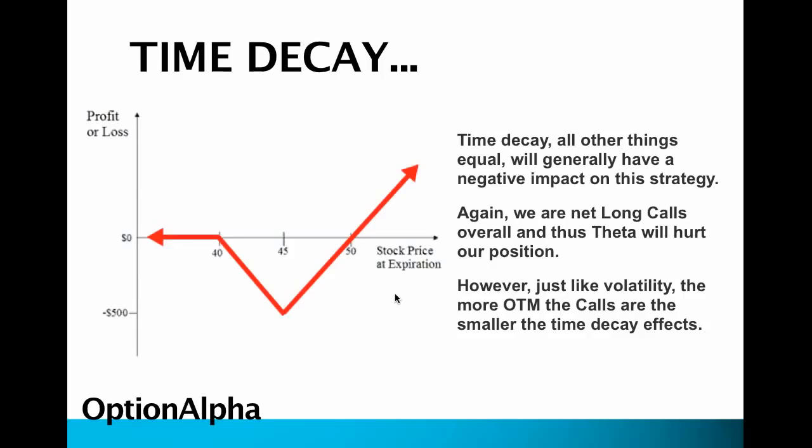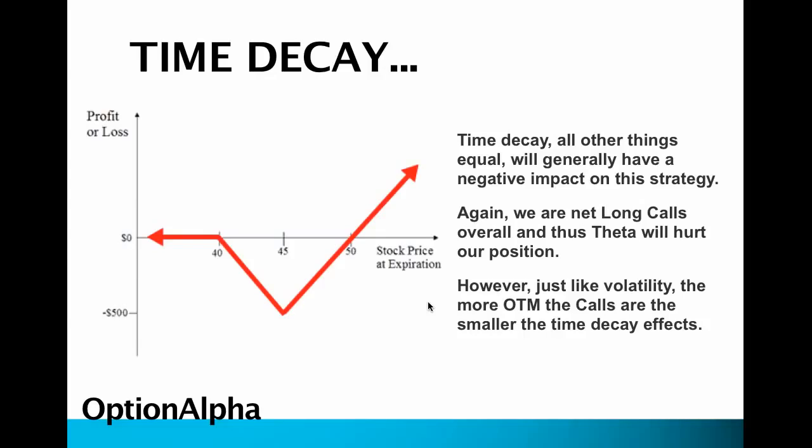Since we have that extra long call at 45, time decay is going to be working against us. We need the strategy or the underlying stock to move into a profit zone. If it doesn't move, then every single day the option values are going to decay and we're going to move more and more towards our maximum loss feature. Again, just like volatility, the more out of the money the calls are, the smaller the time decay effects are going to be.